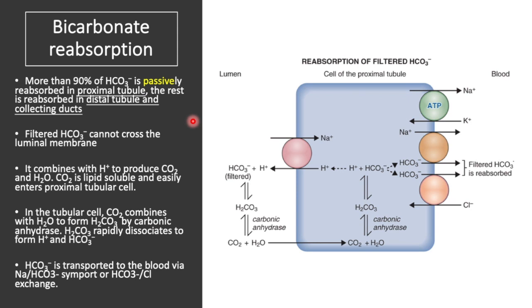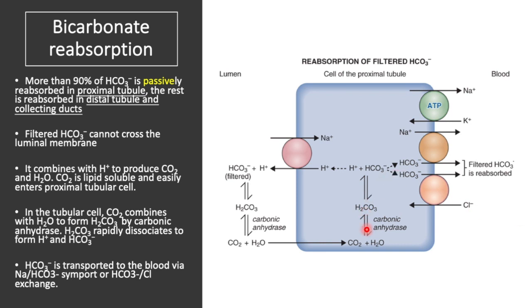For bicarbonate, about 90% of bicarbonate is reabsorbed in the proximal tubule, whereas the other 10% is reabsorbed in the distal tubule and collecting duct. Bicarbonate is reabsorbed via passive diffusion. However, bicarbonate ion cannot cross the luminal membrane because it is negatively charged. Therefore, the bicarbonate will combine with hydrogen ion to form carbonic acid. The carbonic acid will be dissociated into carbon dioxide and water by carbonic anhydrase. Carbon dioxide is lipid soluble, so it can easily enter the proximal tubular cells.